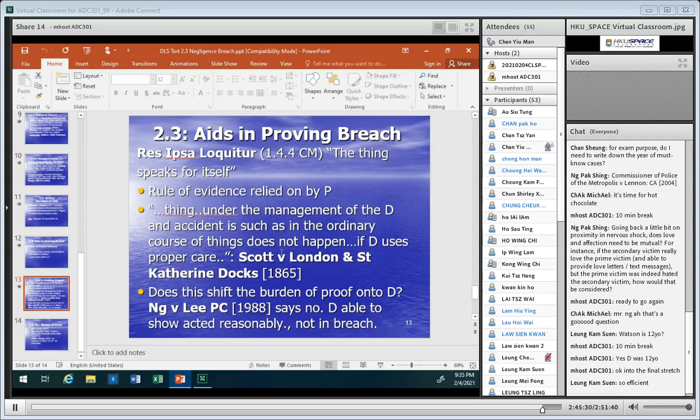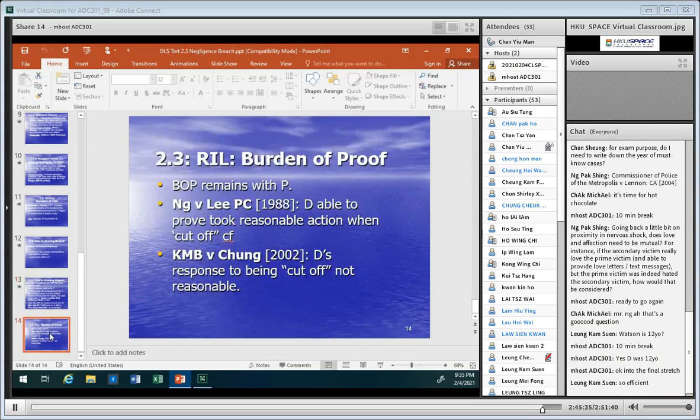He was able to prove that he had acted reasonably, and that's what I've got on the next PowerPoint. So the burden of proof with regard to res ipsa loquitur does remain with the plaintiff if res ipsa loquitur is raised. And the defendant may be able to produce evidence to prove otherwise, that he took reasonable action when he was cut off by the other vehicle.